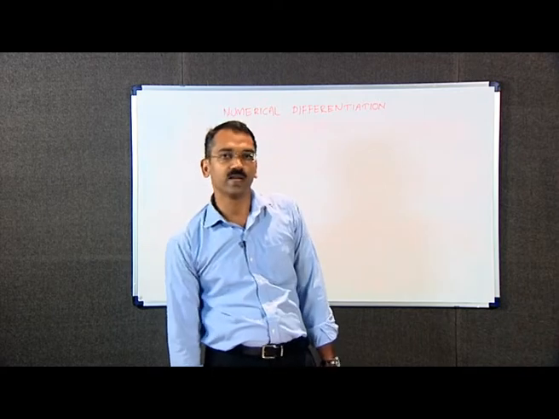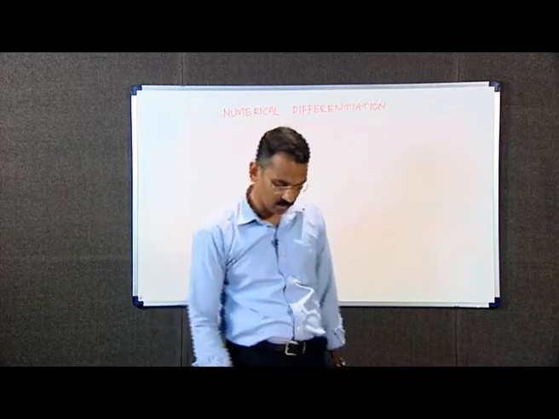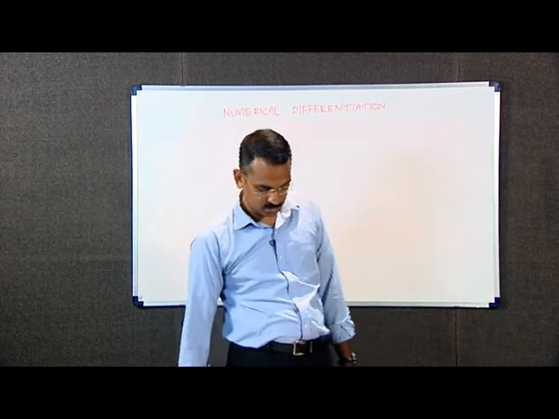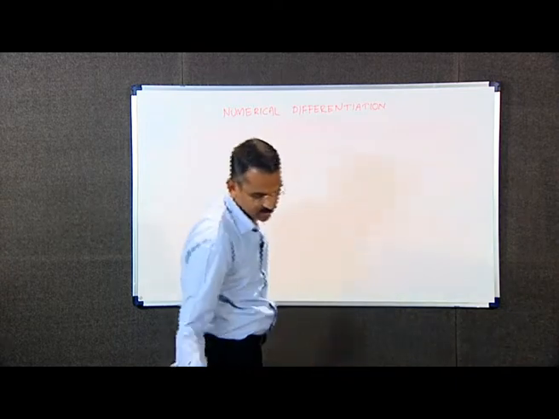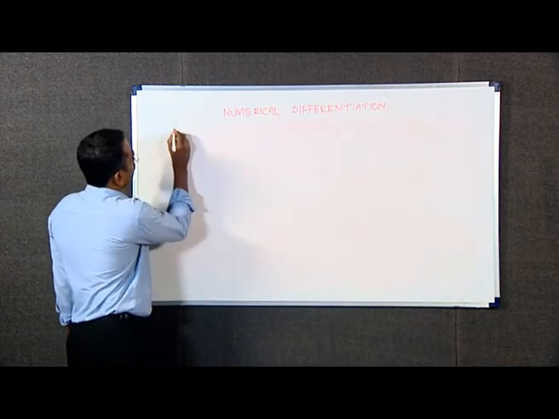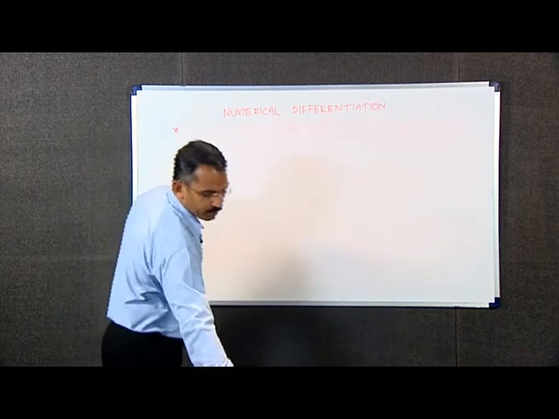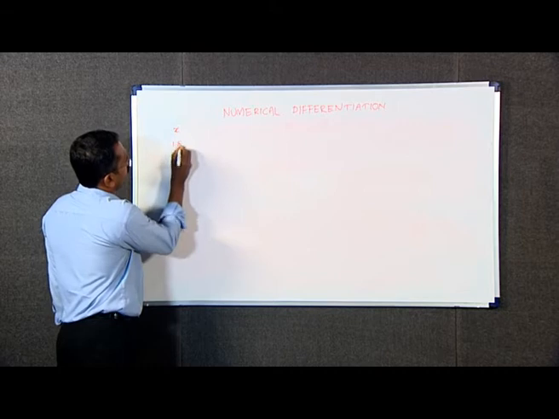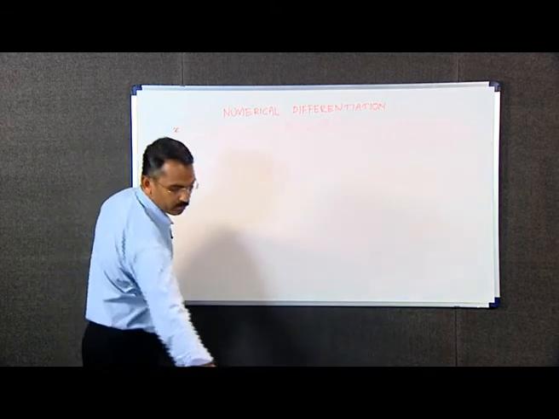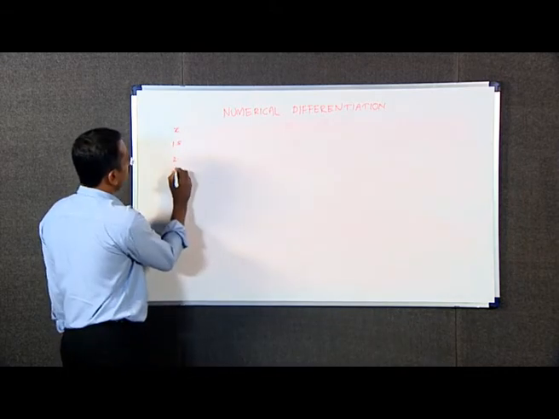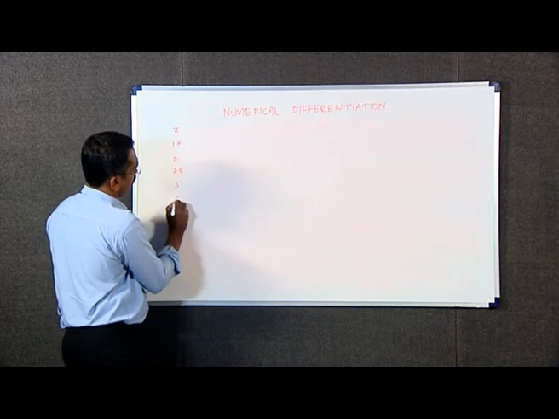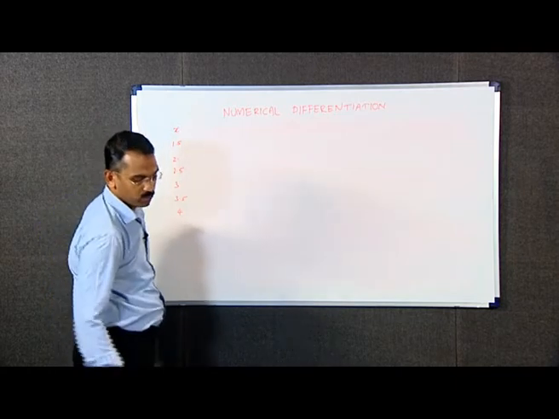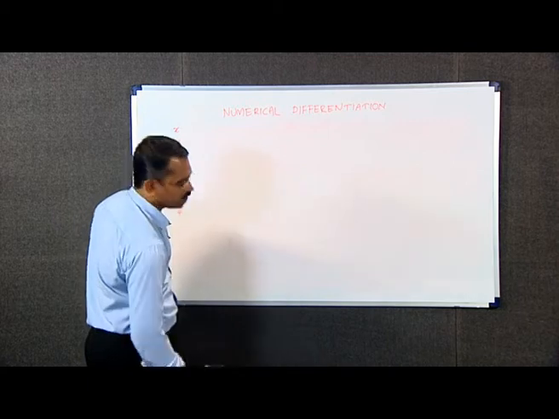We are given a data and using this data we have to find some derivatives. The x values are 1.5, 2, 2.5, 3, 3.5 and 4.